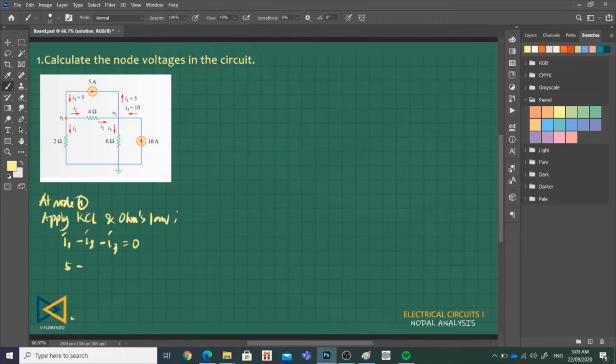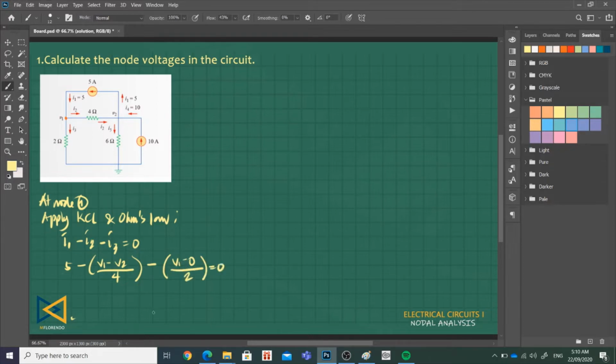Minus yung I sub 2 natin. Yung I sub 2 natin ay from V sub 1 papuntang V sub 2. Okay, so parenthesis ha, lalo na sinusundan siya ng negative sign. So, minus, V sub 1 minus V sub 2 over, ano yung resistance? 4. And then yung I sub 3 naman natin, from V sub 1 papunta sa reference node o yung ating ground or zero potential. Okay, so V sub 1 minus 0 over yung resistance which is 2 ohms.